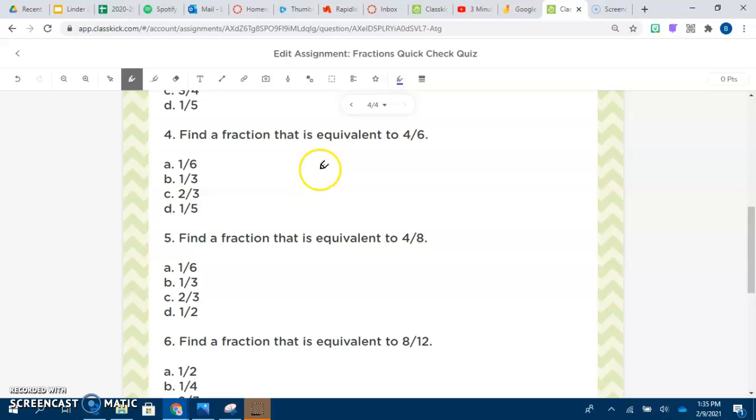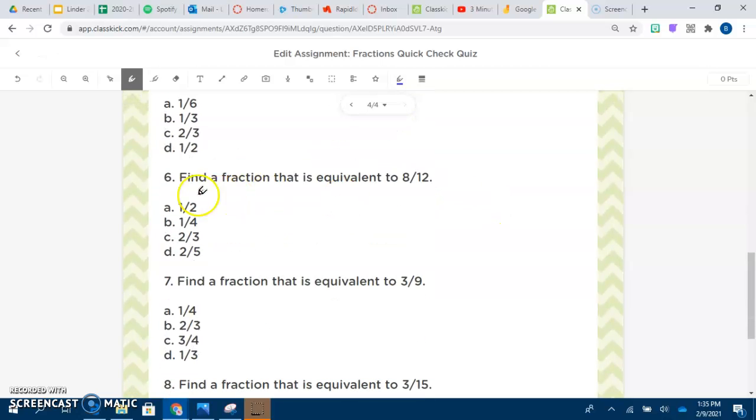I'm going to go do 4. Find a fraction that is equivalent to 4/6. So I'm going to write this. This is how I would show my work. I need to figure out what it is equal to. Well, I know again 2 goes into both of these numbers, so I would just divide the top and bottom by 2. Sorry, my 2's don't look the greatest. 4 divided by 2 is 2, and 6 divided by 2 is 3. That would match my answer, so that would be C, 2/3. So 2/3 is the same as 4/6.